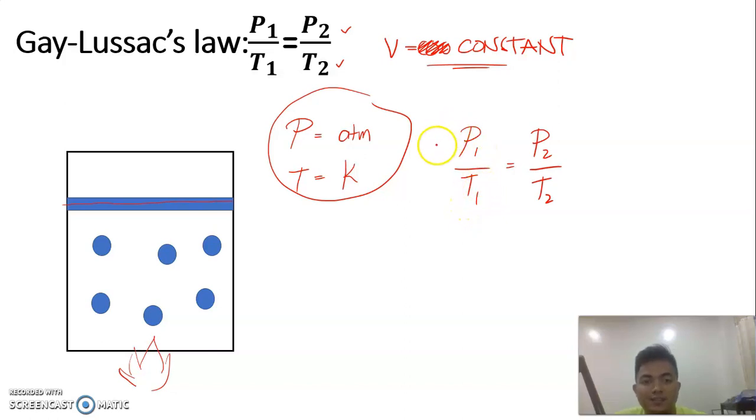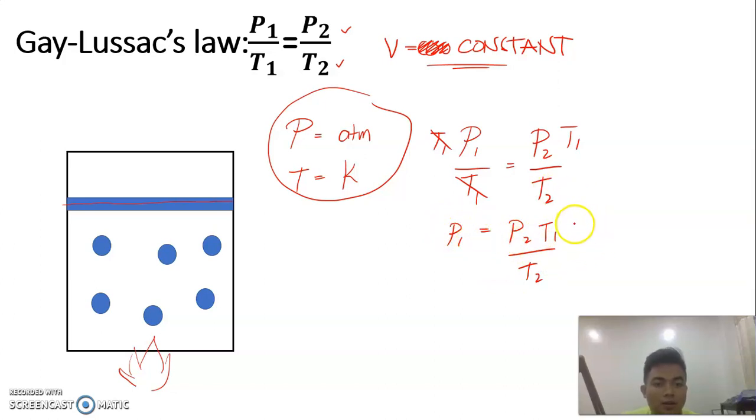To simplify this, first we multiply both sides by T1. Cancel, cancel. So you're left with P1 is equal to P2 times T1 over T2. And to make it much simpler, you just multiply both sides by T2, cancel the T2 on the other side, and you multiply the other side by T2. So the final formula that you use to make it easier to solve would be P1 times T2 is equal to P2 times T1.